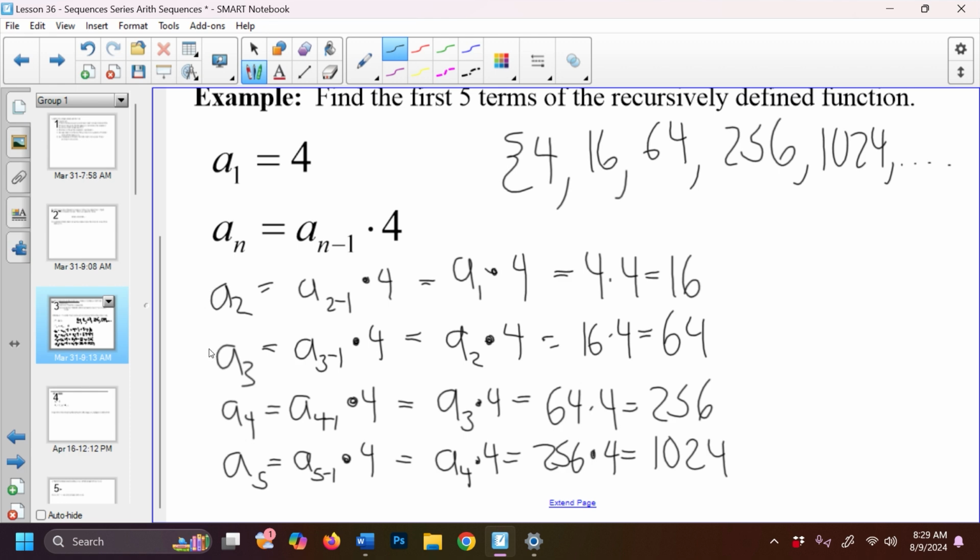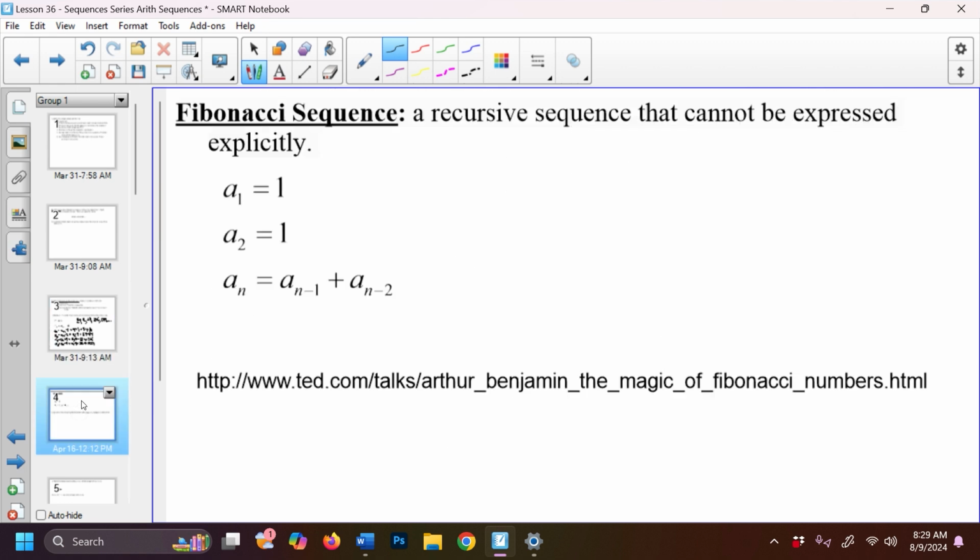Just do the first couple, and then once you see the pattern, go ahead. Now, the Fibonacci sequence is a recursive sequence that cannot be expressed explicitly. And if you want to see a neat little talk about Fibonacci numbers and how they exist in nature, a lot of things in nature are a Fibonacci number, usually like the numbers of fingers and toes that an animal has, the number of rows on an ear of corn, the number of petals in a flower is usually a Fibonacci number.